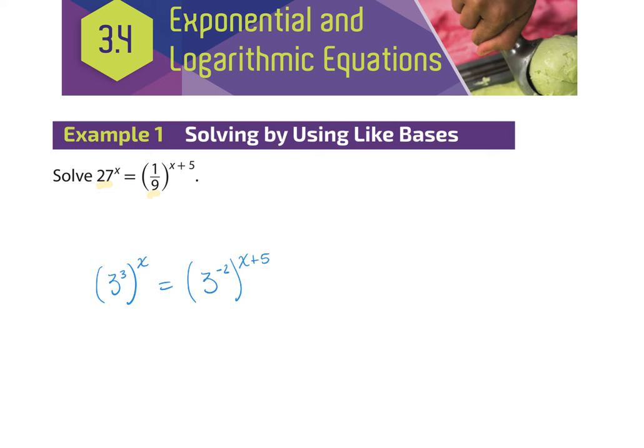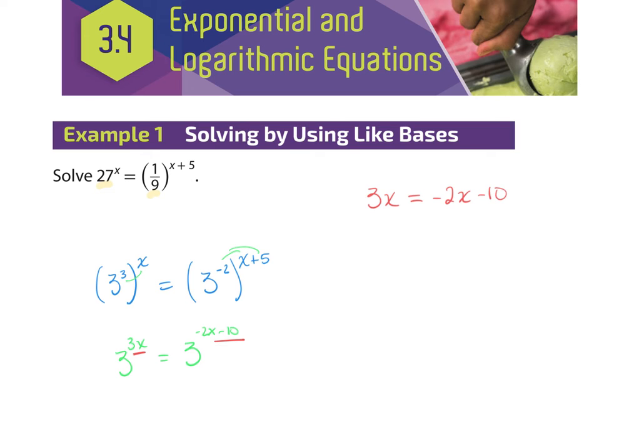Now I'm going to use my properties of exponents. If I have a power to a power, I just multiply. So this is 3 to the 3x. And this, I'm going to distribute this guy. So this is going to be 3 to the negative 2x minus 10. All right? Now I have base to a power equals the same base to a power, which by my property says those powers must be equal. And so now I'm going to take those powers and set them equal to each other. 3x then must equal negative 2x minus 10.